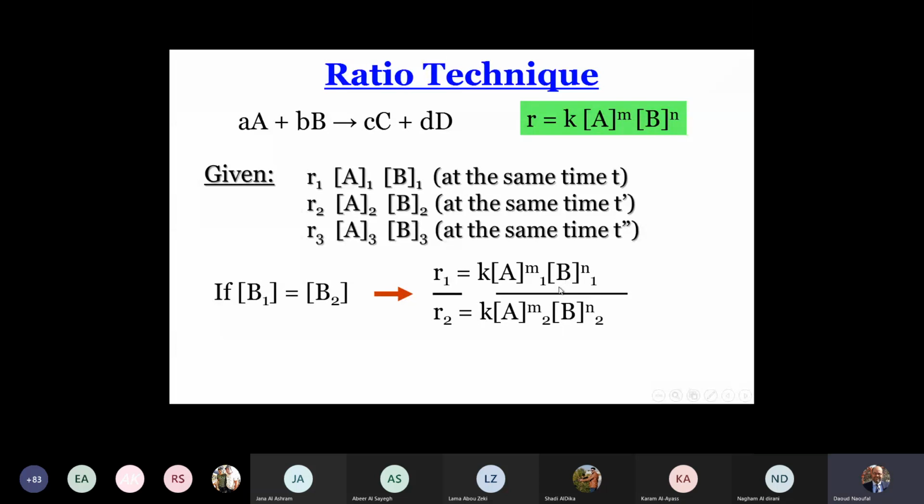So I can cancel the concentration of B. K is the same, so I obtain R1 divided by R2 equal to the concentration of A1 to the power M divided by the concentration of A2 to the power M. I know R1, I know R2, I know A1, I know A2, so I can calculate M. Now we have to choose a set of experiment 1 and a set in experiment 2 where the concentrations of A are equal, and we apply the rate law expression, so we eliminate the concentration of A from this equation and we find the value of N.